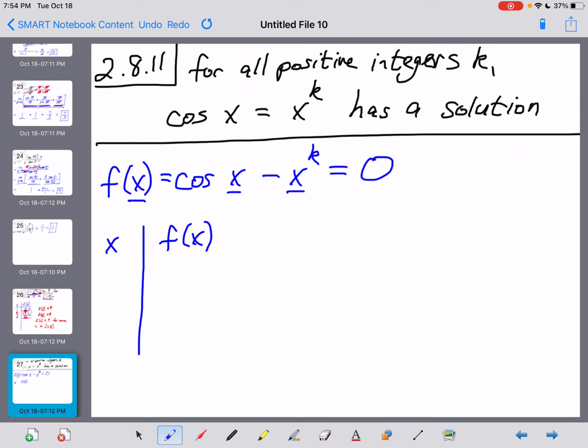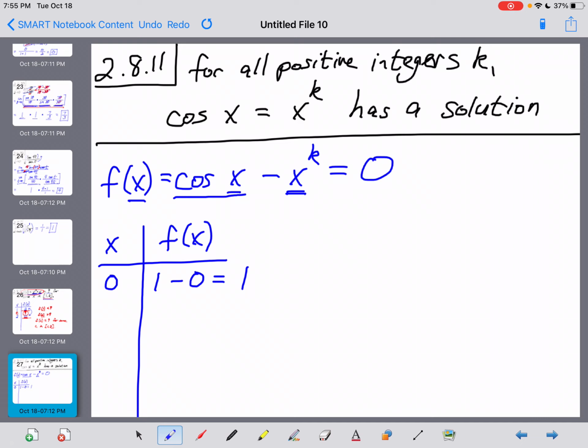So what I think I'm going to do then is try to make a table of values, x and f of x, and see if I can come up with two values of x between which there's a sign change in this second column. It doesn't say that x has to be a positive integer, so I'm going to start with 0 here, and let's see what happens. We're now taking the cosine of 0, which is 1, minus 0 raised to any positive integer power, which is still going to be 0. So I start off now with a y value of 1.